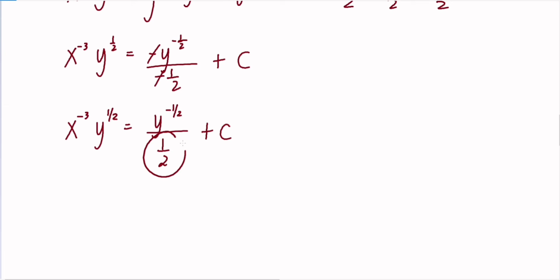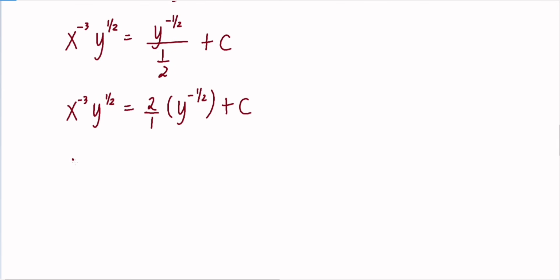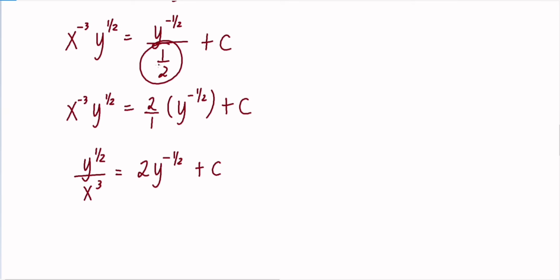So, to get rid of this 1/2, we multiply it by the reciprocal of that 1/2. And the reciprocal of 1/2 is 2 over 1. So 2 over 1 times y raised to negative 1/2 plus c. So when we multiply, the x raised to negative 3, we bring down this x raised to negative 3, guys. So it becomes y raised to 1/2 over x cubed equals, here, when multiplied, it becomes 2y raised to negative 1/2, right? Plus c. So we take the reciprocal and the reciprocal of that is 2 over 1, and it becomes multiplication, no longer division. You know that.